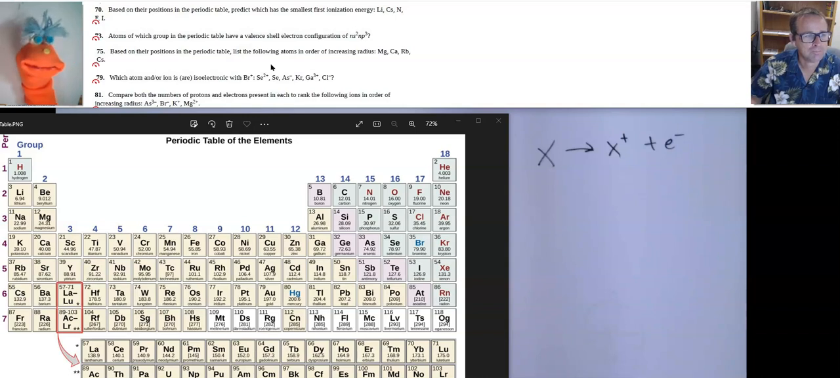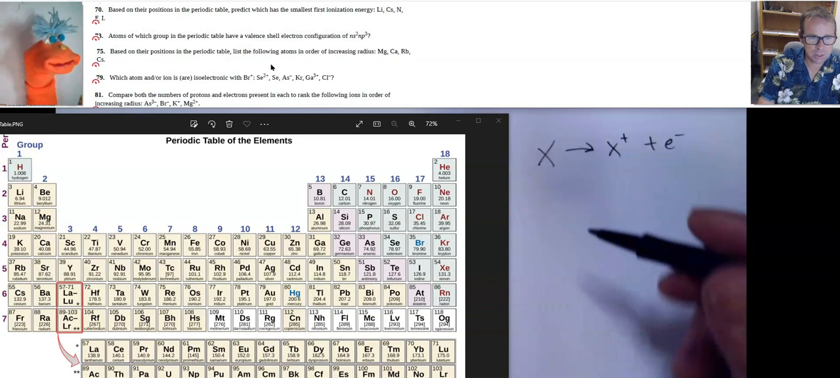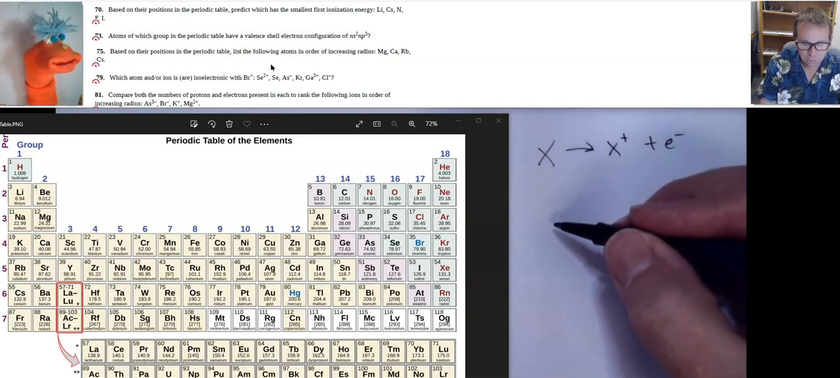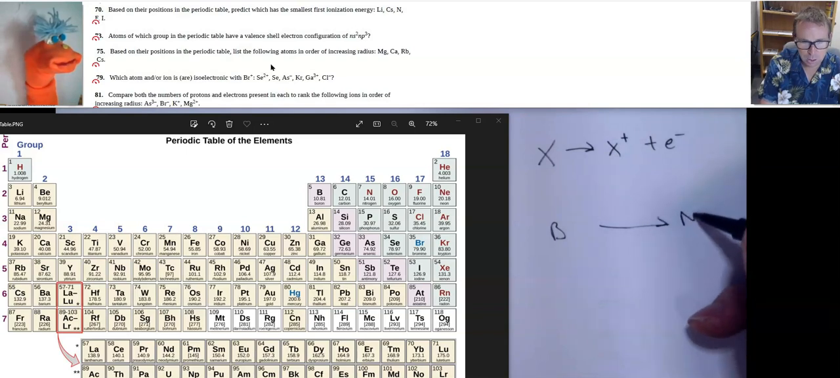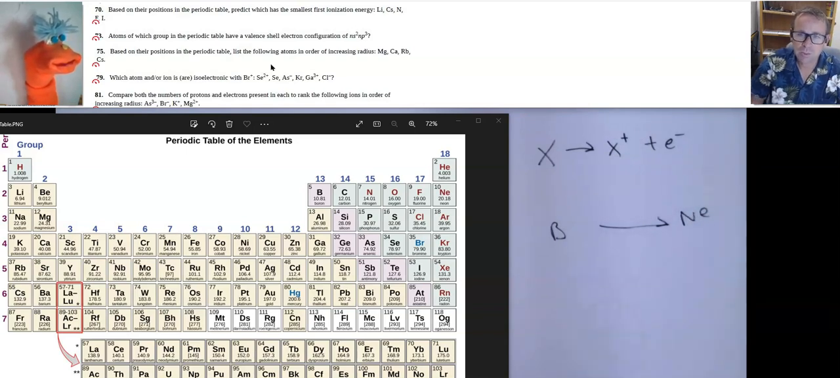What is it going from left to right? All right, that's a good question. If we look at our series going left to right, for example, boron going to neon, right? Which of these do you think is going to be harder to remove an electron from? Oh, probably the noble gas. Yeah, I think you're right.